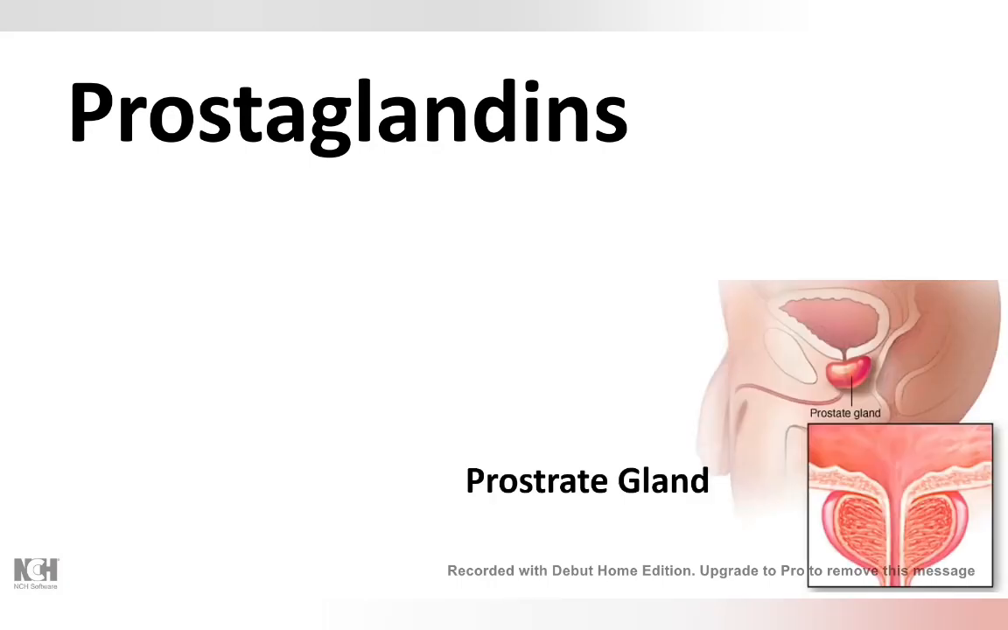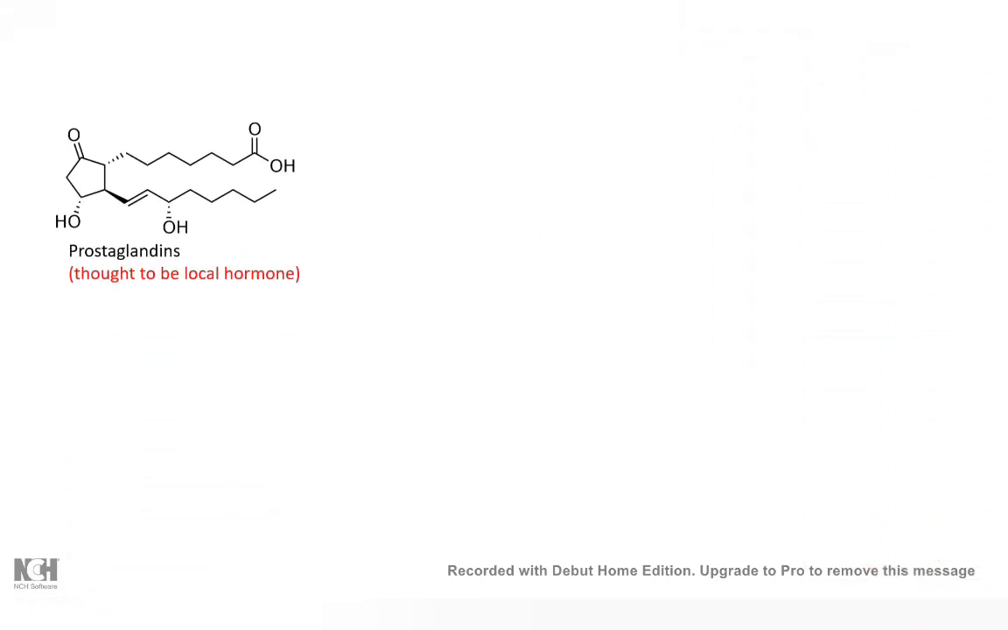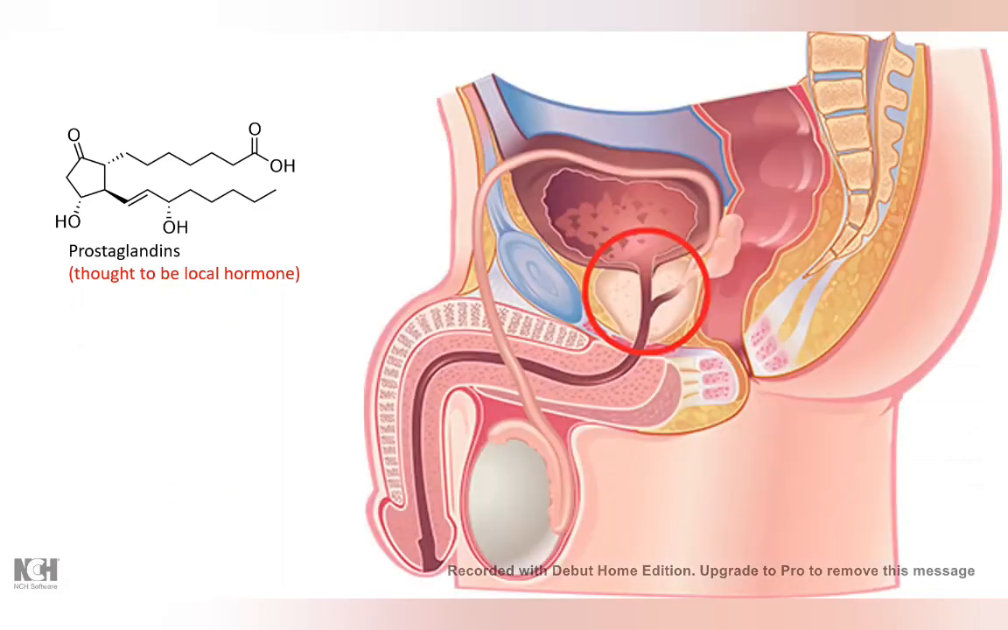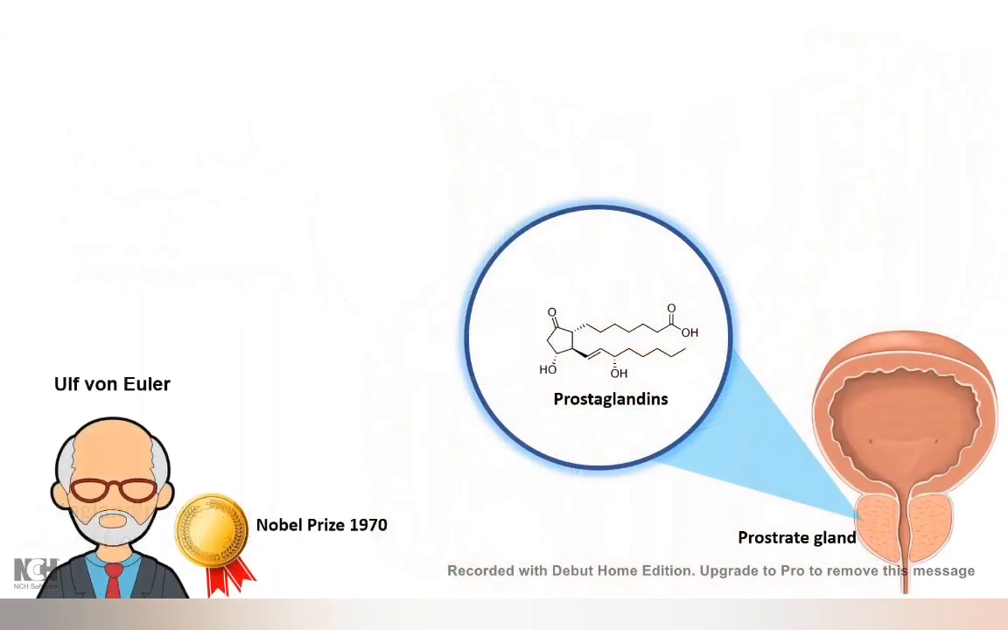Right. You're thinking about the prostate gland, right? Some kind of secretion which is coming from the prostate gland. And you're right. Prostaglandin was earlier thought to be a hormone which was secreted from the prostate gland. And itself, prostaglandin was first isolated from the prostate gland secretion, and hence it is named as prostaglandin. One Swedish scientist, Ulf von Euler, got the Nobel Prize in the 1970s for the discovery of prostaglandins.